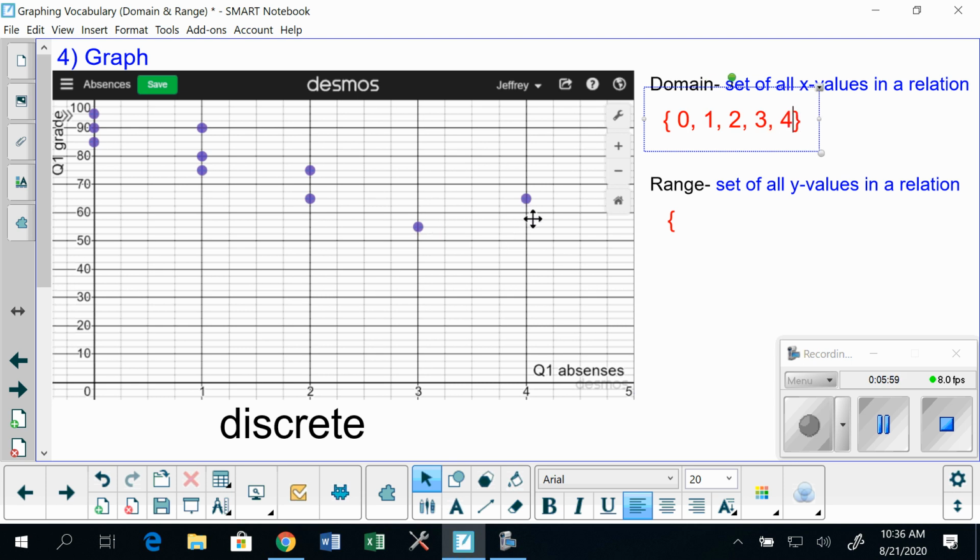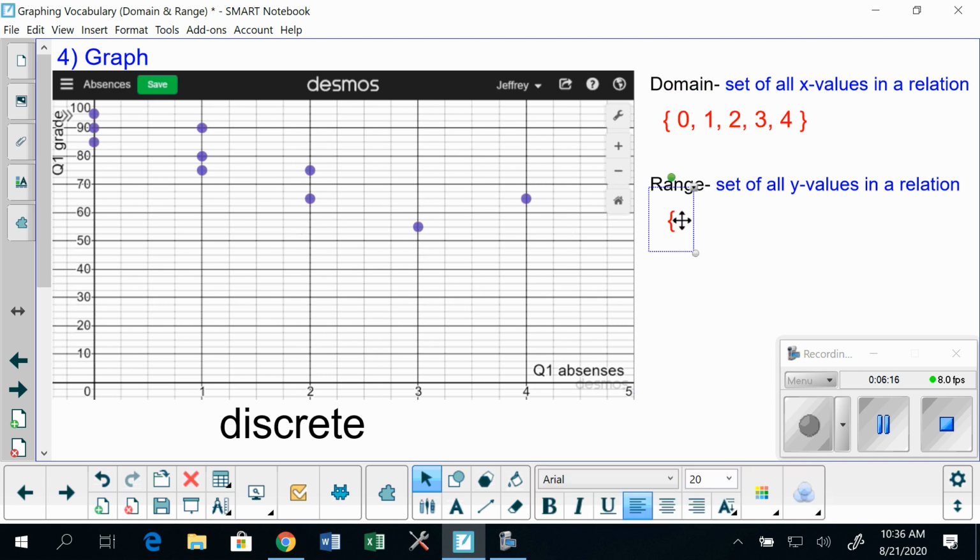So here's my domain. Now, you only write each x value once, okay? So even though 3 students had perfect attendance, I'm only going to write the 0 one time. I'd say the domain of this relation is 0, 1, 2, 3, and 4. I can write that as a list.